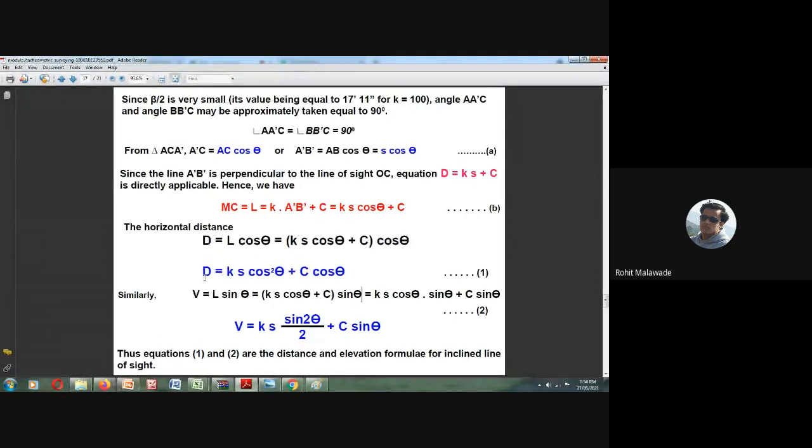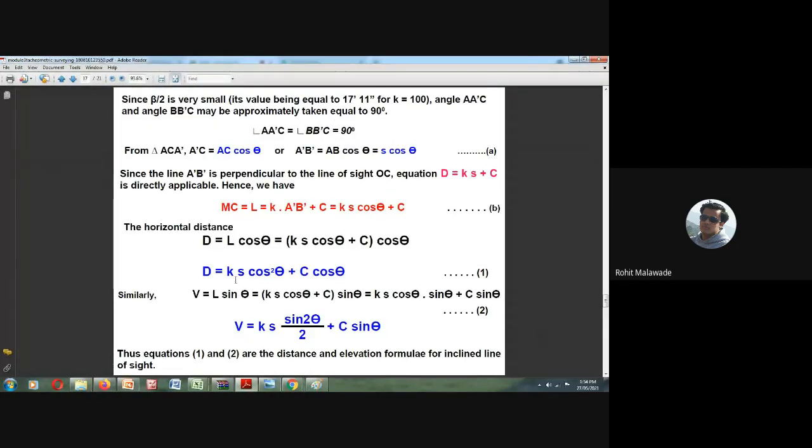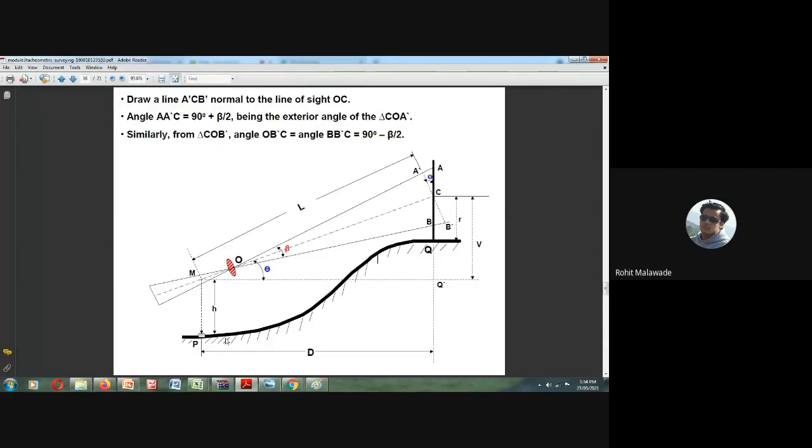So here we are getting the distance D. In case of your inclined line of sight, this distance D becomes Ks cos square theta plus C cos theta. So if we want to measure the distance D, we will use the formula D is equal to Ks cos square theta plus C cos theta. This formula we use for the inclined line of sight.